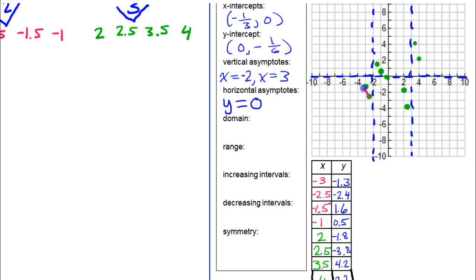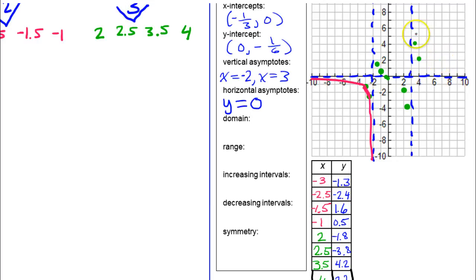Alright, my graph, sometimes they disappear. I'm not sure why. Meanwhile, on the other side, I know it has to approach the vertical asymptote, so I know it's going to be doing like this. Alright, so that's what that branch is going to look like.